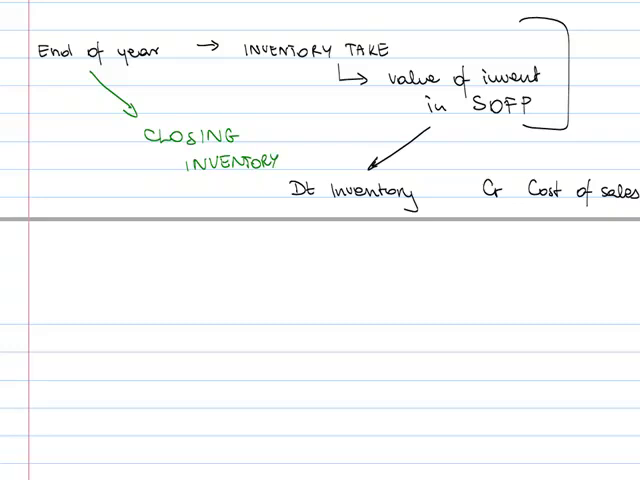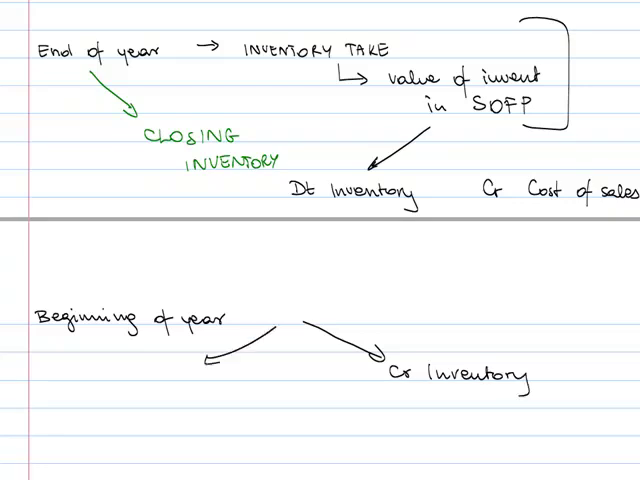Now, if it's not the first year of their operations, they will probably have something from the beginning of the year, which is the result of an inventory take from last year. Obviously, to keep everything clear, they will have to get rid of it. Credit inventory, and consequently, debit cost of sales. That is the opening inventory.